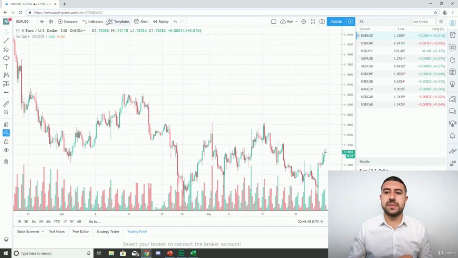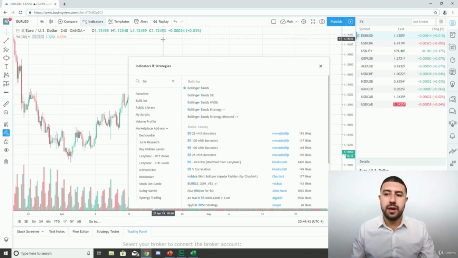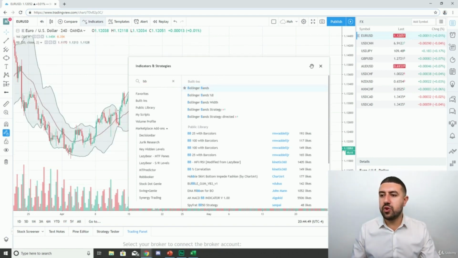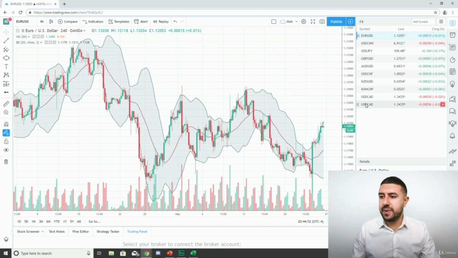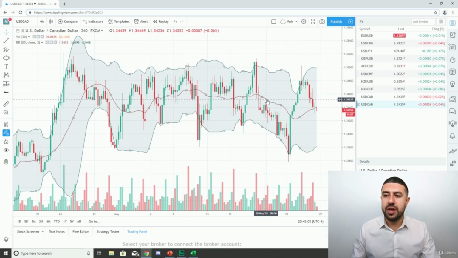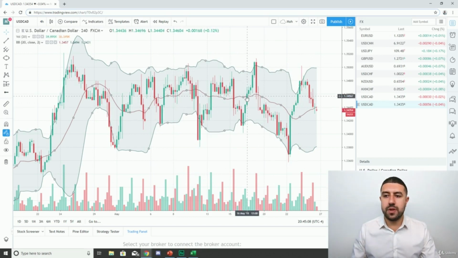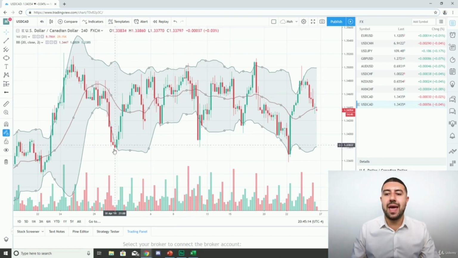So what is Bollinger Bands? We can go on indicators here, you can write Bollinger Bands, or you can just write BB. It knows it's Bollinger Bands, and it's the basic Bollinger Bands that we're going to be using. And what Bollinger Bands is basically, and I'll go here on this chart, is a moving average that's drawn in the middle, and here you can double click on it. It's a moving average that's based on the last 20 periods. Okay, so it's a 20 period moving average, and there's an upper band that's drawn above this moving average and a lower band that's drawn below it.